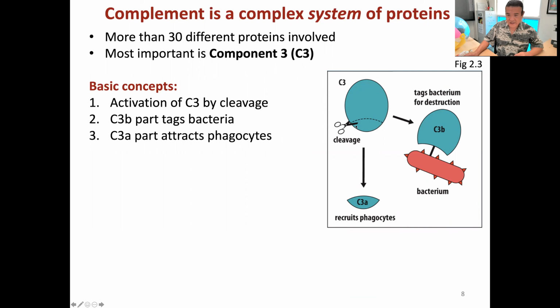Represented by the scissors here, the C3 is cut, and therefore you're left with two pieces: a larger piece known as C3b, and a smaller piece, C3a. The C3a is the little piece that can float off and serve as an attractive signal for other immune cells to know that something's going on in this area of your tissue, and they can come help out. The C3b is what ends up being deposited on the bacteria, tagging the bacteria.